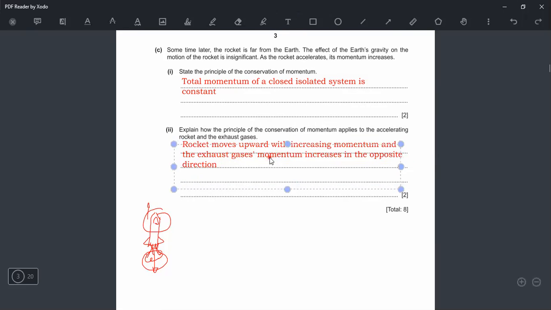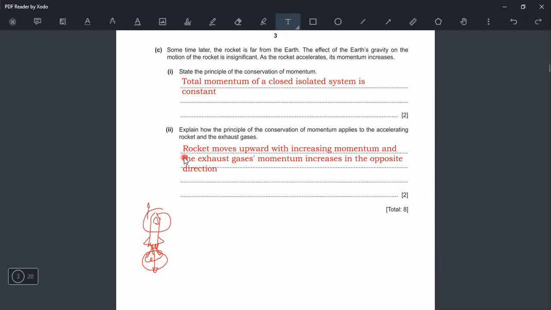So that's what the 2 marks are for. Mentioning what happens to the rocket, it gains upward momentum or just increases the momentum upwards. And what happens to the gases? So the gases increase in momentum, but in the opposite direction. This is important, the opposite direction part. Okay, next.